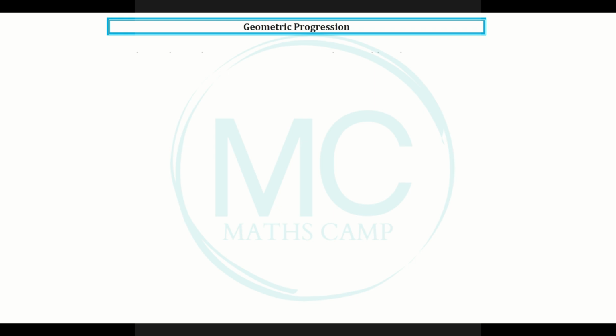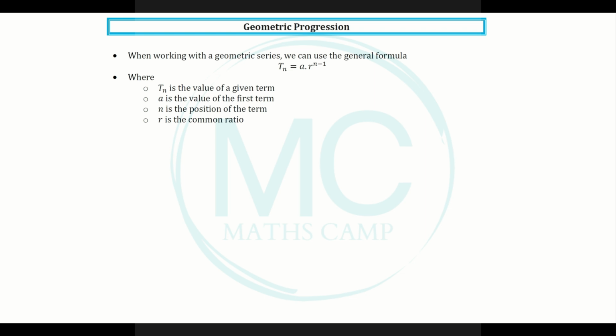Now I want to look at geometric progressions. When working with a geometric series, we can use the general formula Tn is equal to a multiplied by r with an exponent of n minus 1. Here, Tn is the value of the term, a is the value of the first term, n is the position of the term, and r is the common ratio. Please remember that in this format, we never multiply a and r together. In a geometric series, we multiply each term by a common ratio. But remember that if our terms get smaller each time, we are not dividing, but rather multiplying by a fraction.